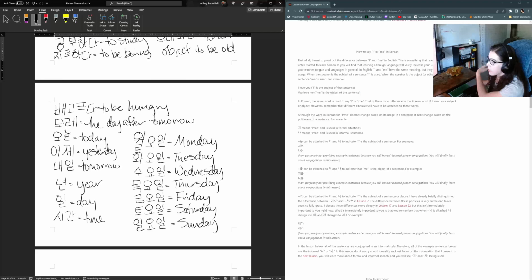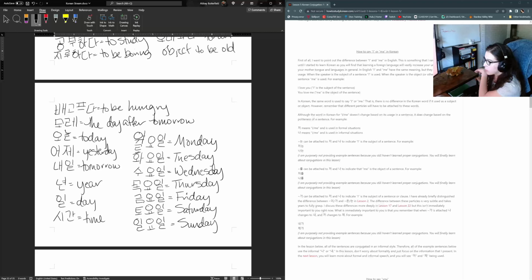In Korean, the same word is used to say I or me. That is, there is no difference in the Korean word if it is used as a subject or object. However, remember that different particles will have to be attached to these words. Although the word in Korean for I and me doesn't change based on its usage, it does change based on the politeness of a sentence. So, 저 is formal, 나 is informal.